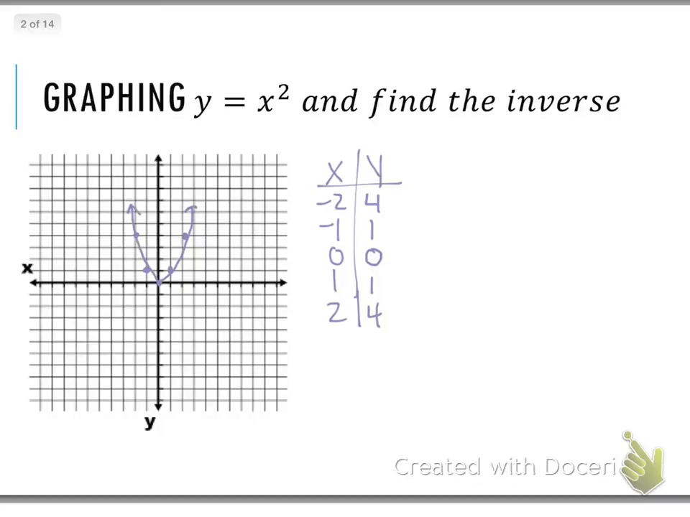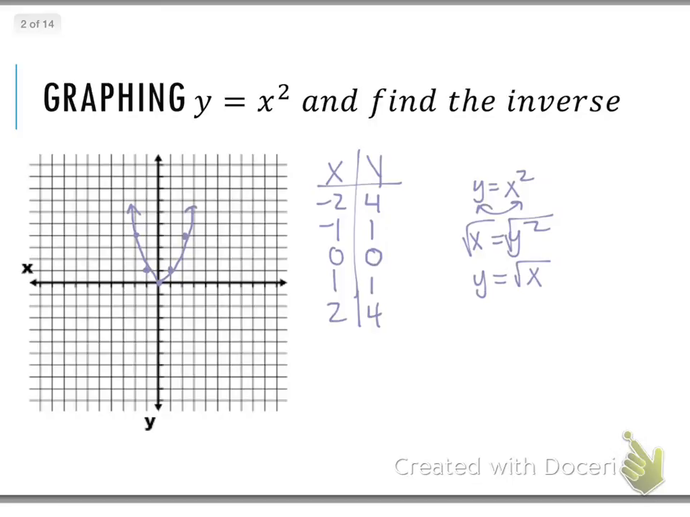Okay, so now what we're going to be doing is finding the inverse of this equation, and then graphing it and shifting it. So if I have y equals x squared, my inverse, remember, we need to flip our x and y, and then resolve it to get it into y equals mx plus b. So the opposite of squaring is square rooting. So I got y equals the square root of x.